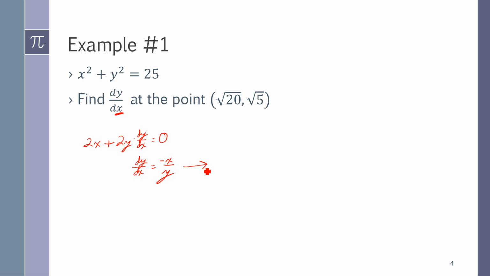So to use the point given to me, dy/dx at the point square root of 20, square root of 5, I plug in square root of 20 for x and square root of 5 for y, and there's my slope at that point. Now, if I wanted to, I could simplify that and I get -2, but I'm not required to simplify it.